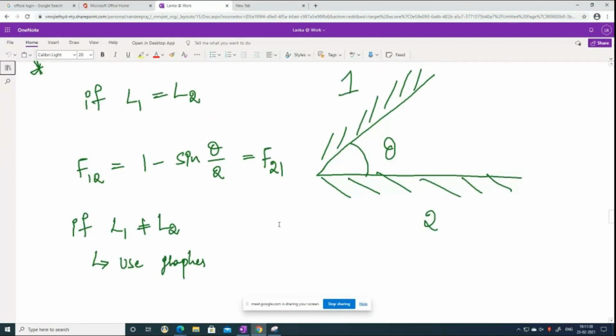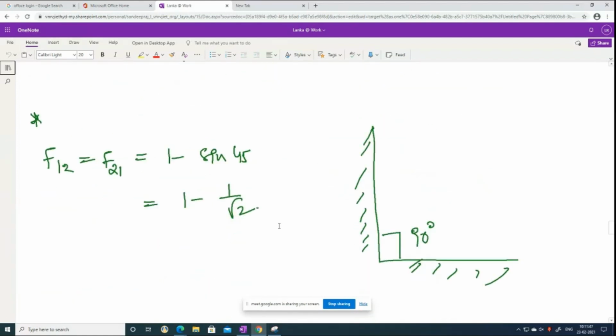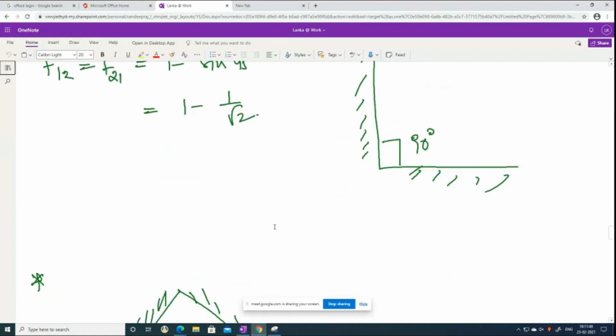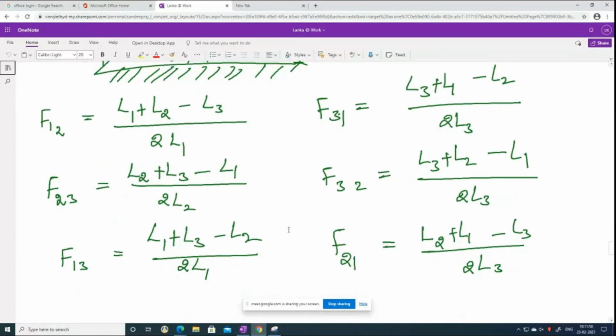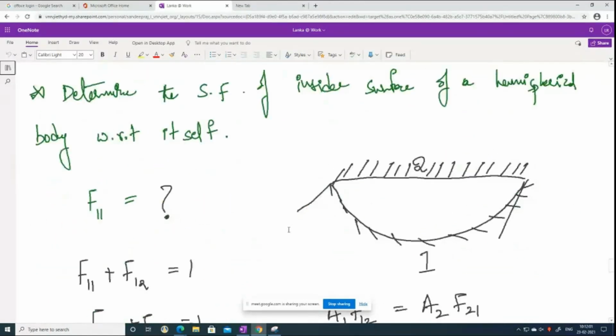If this L1 is not equal to L2, then you have to make use of the graphs to solve those particular questions. So this is a simple problem. Theta is 90 degrees. We have solved. This is a three-zone enclosure we have taken. And what is the shape factor calculation? We have done here. Shape factor formula we have seen here. And then this simple problem we have solved in the last class: determine the shape factor of the inside surface of a hemispherical body with respect to itself.